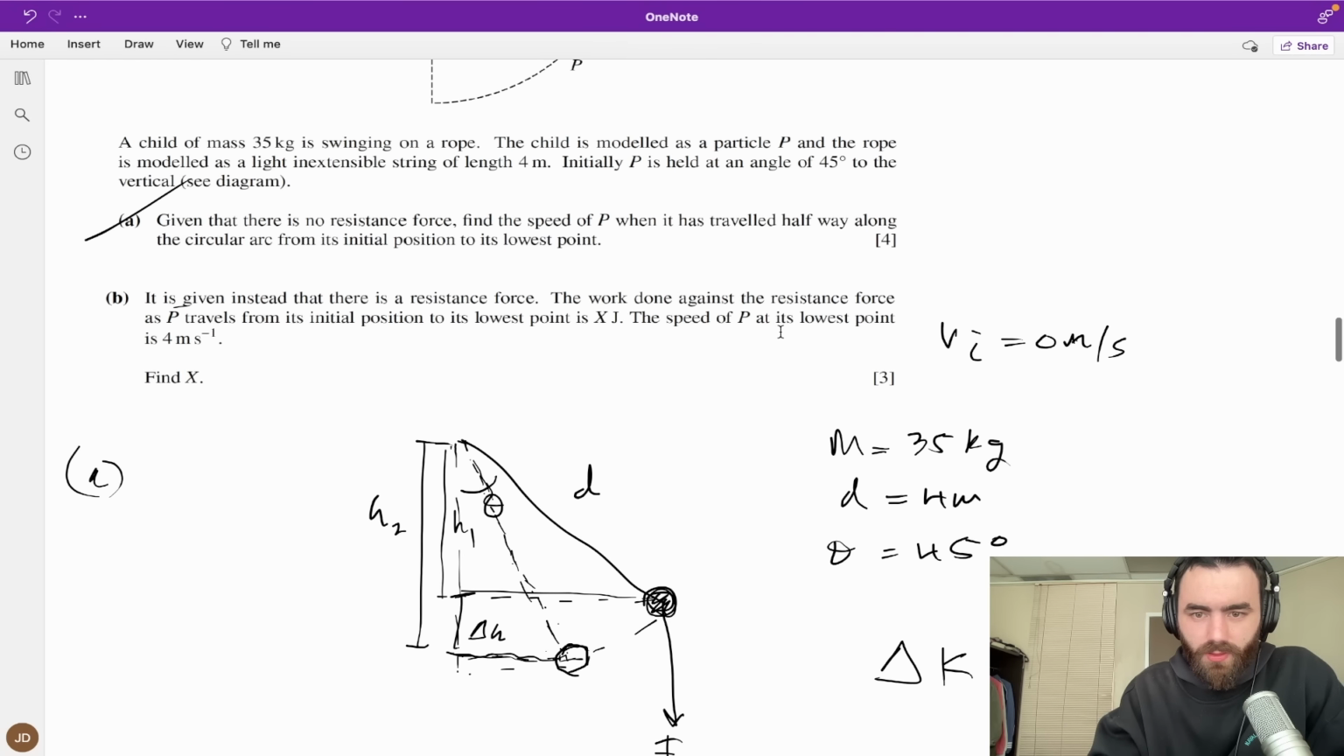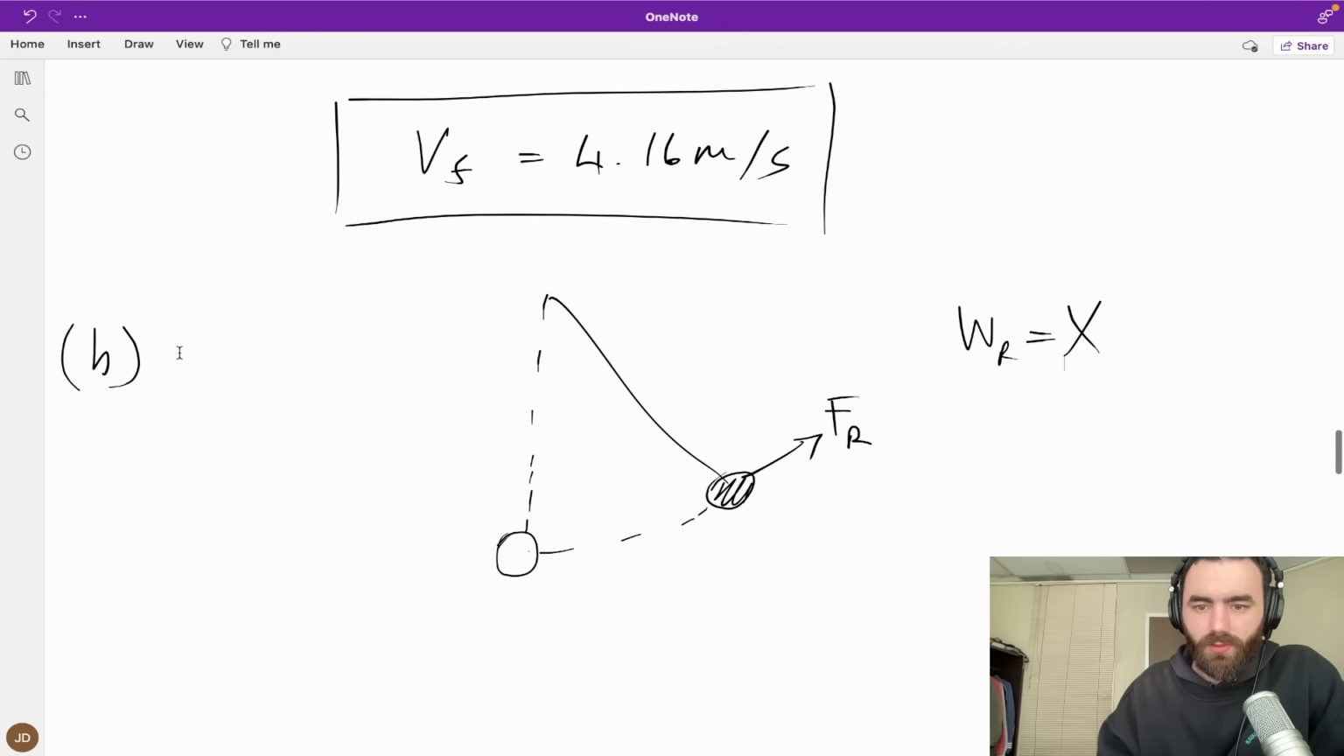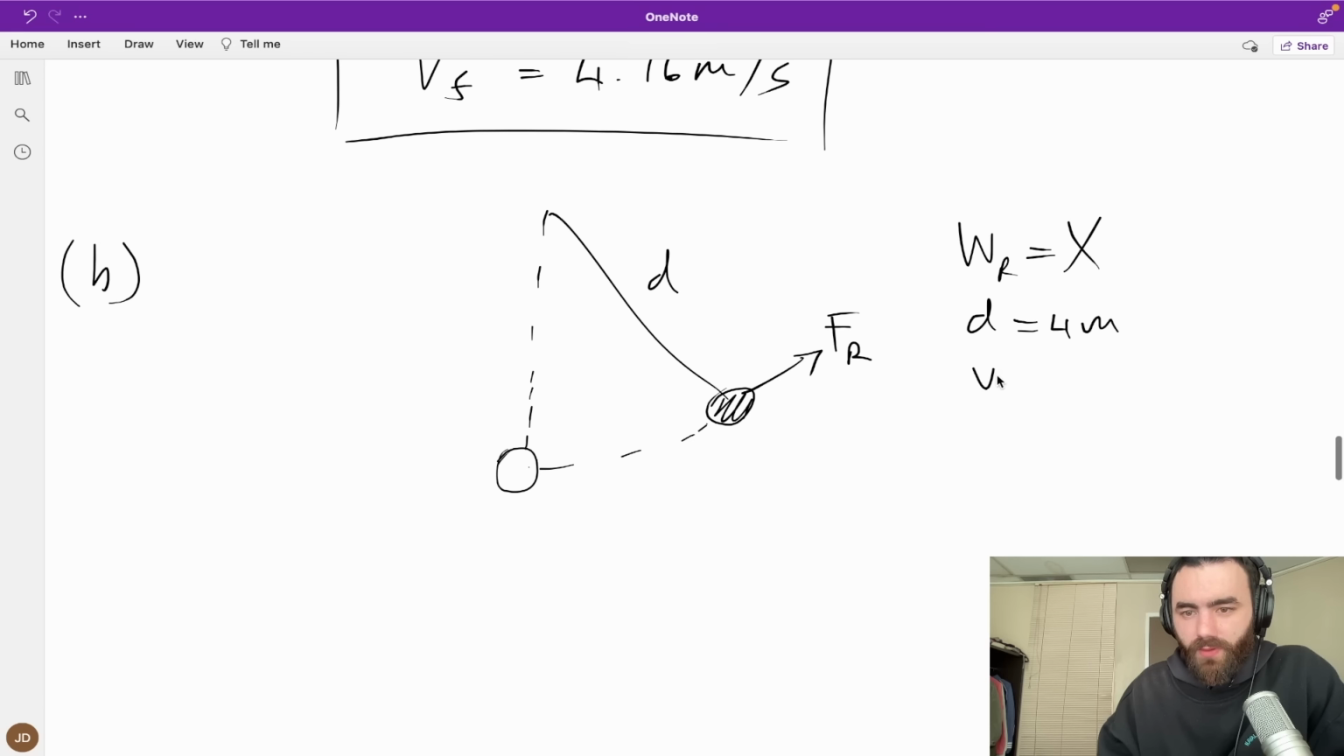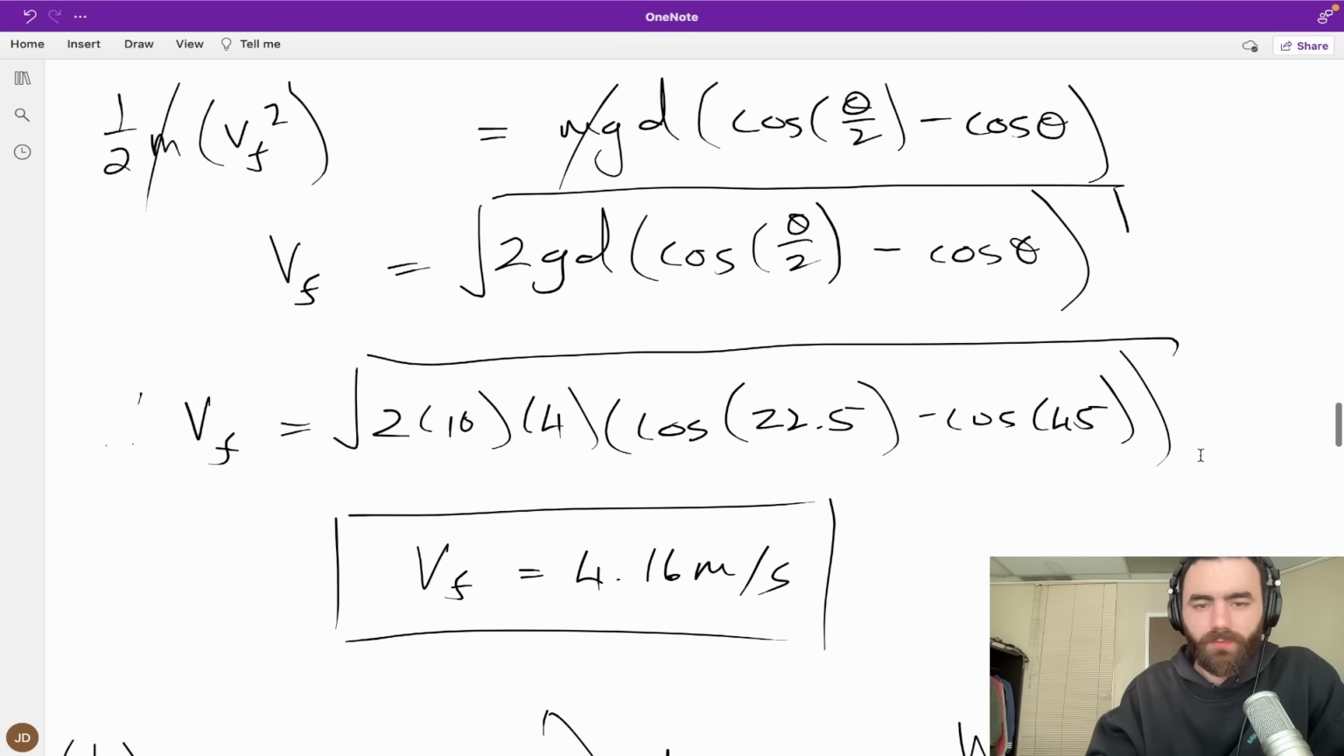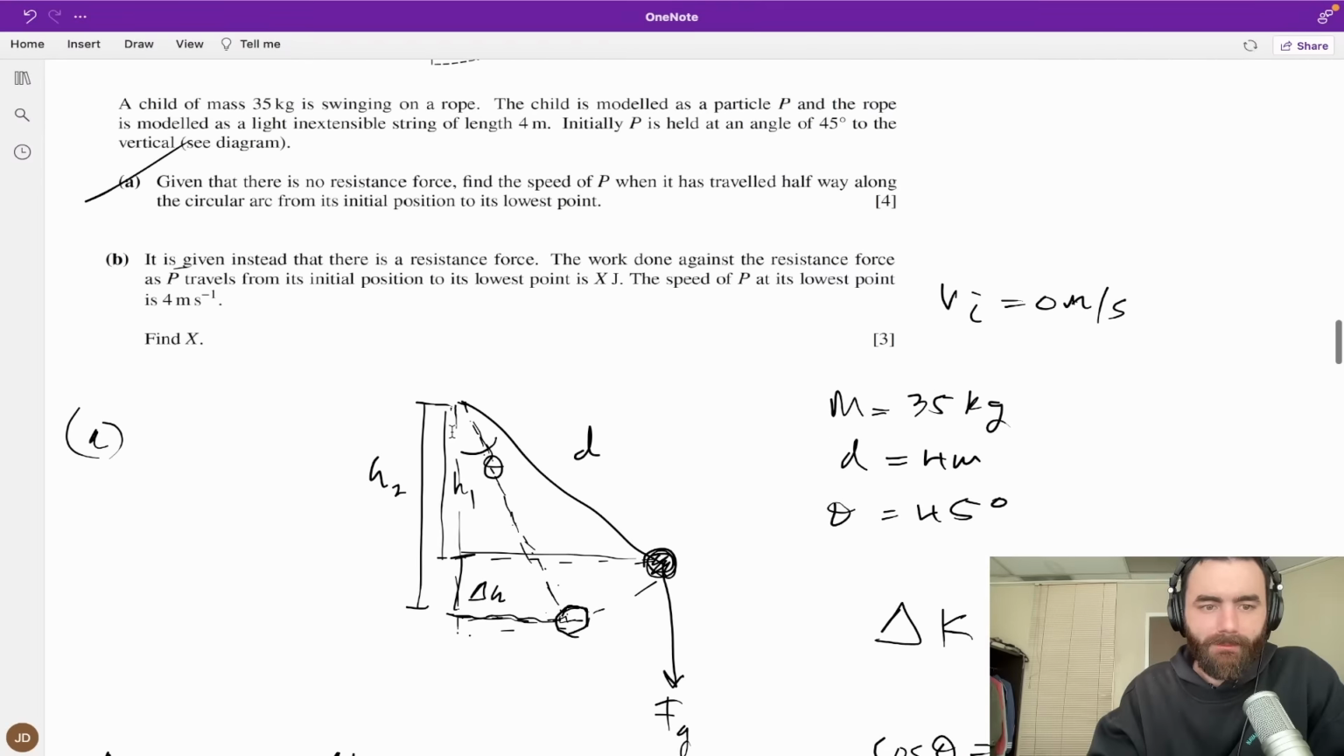The speed at the lowest position is 4. Okay, so see these things are the same. D is 4 meters. V initial is 0 meters per second. V final equals 4 meters per second. Find X.